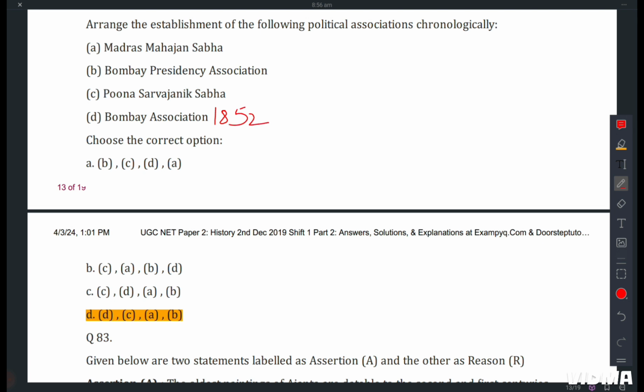Then comes Pune Sarvajanik Sabha, 1867. Then comes the Madras Mahajan Sabha, 1884. And then comes Bombay Presidency Association, 1885. Okay.